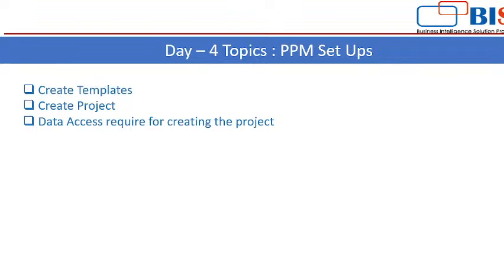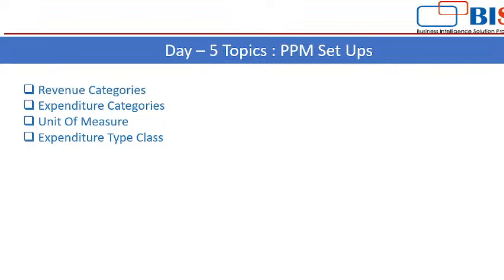If you do not provide the data access to the user, then he won't be able to create the project. So project accountant, project manager, project administrator are the roles that require the data access at business unit level to create the project. Then we have seen how to create the revenue category, expenditure category and unit of measure, and how to assign all three of them while creating the expenditure type class.